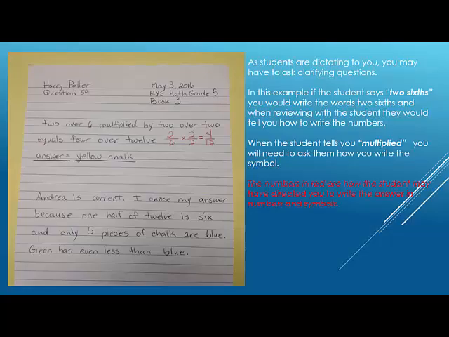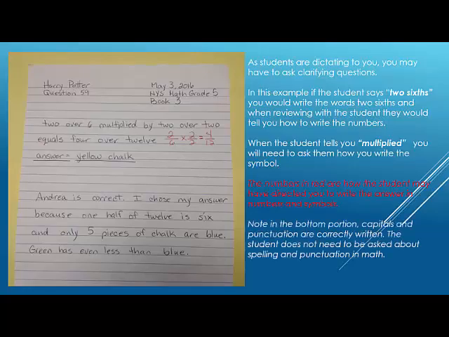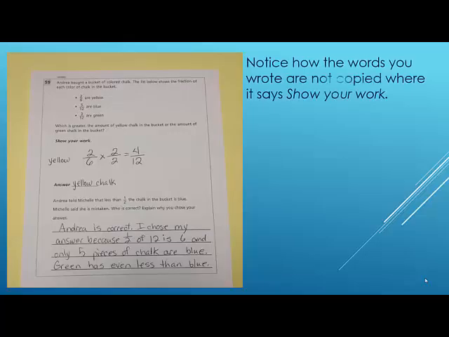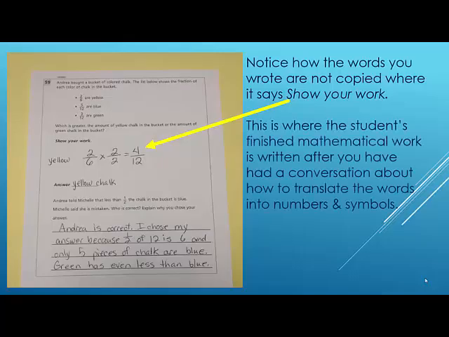Now this was a 2-point question, and the second portion of the question required the student to answer in words. Notice how in this case the capital letters and the punctuation were added for the student, because they do not have to worry about that on the mathematics test. Right next to where it says show your work on the attached page, this is where you have copied the student's work from the other sheet. Notice that we didn't copy the words, we just copied the final mathematics that the student indicated.